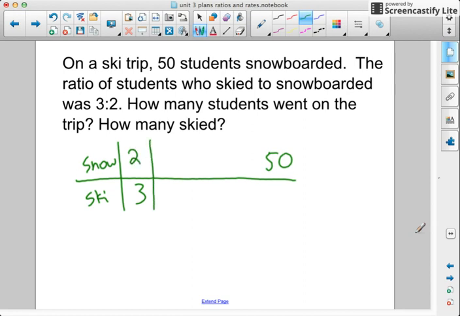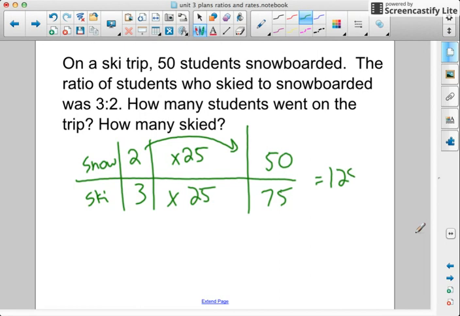So I need to see how many students went on the whole trip and how many skied. I'm going to start by finding how many skied. So 2 times what would give me 50? Well, it would be 2 times 25. So I could times this by 25. I would get 75. Add them up to see the total number of students. So that would be 125 students.